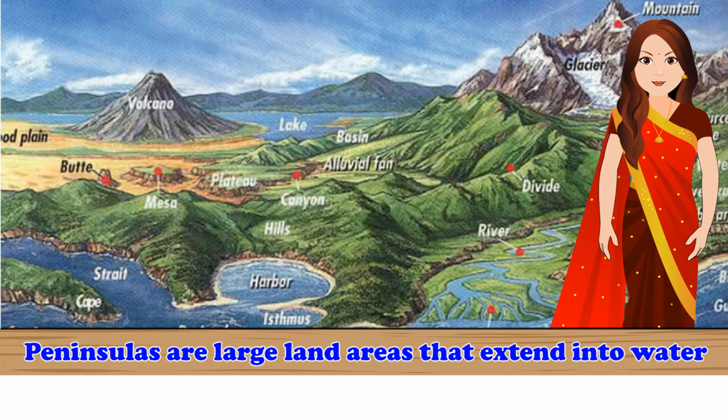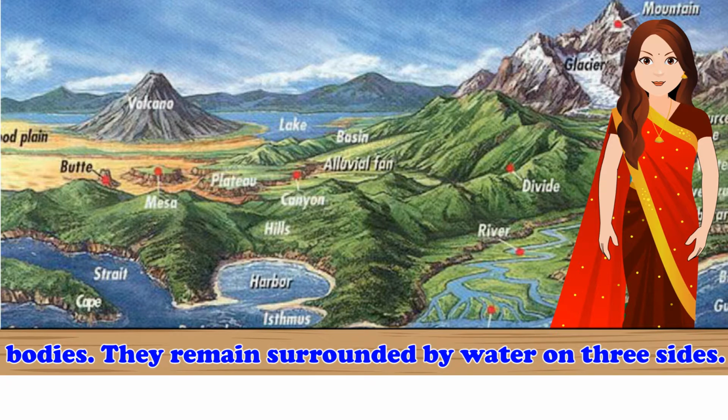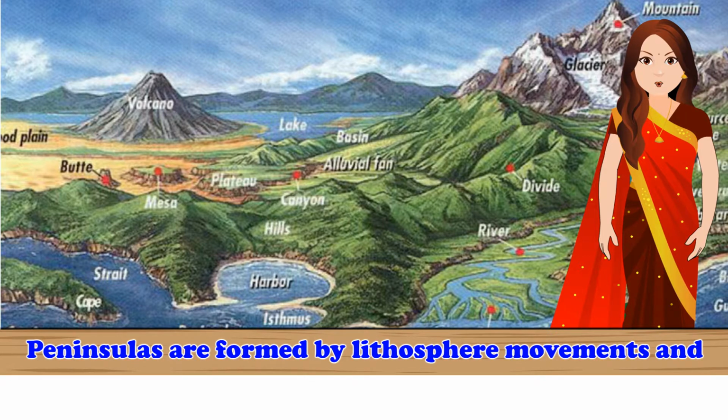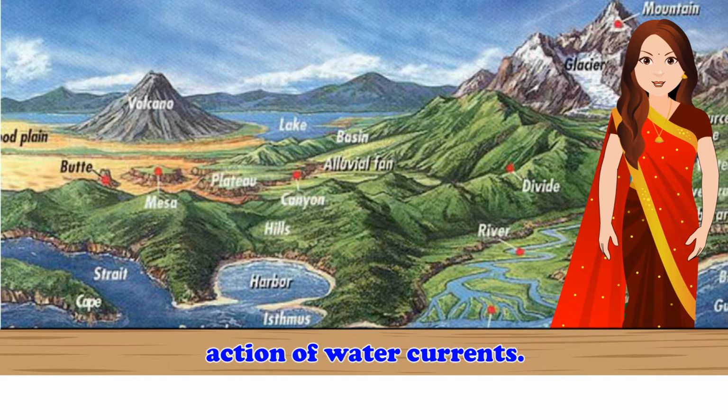Peninsulas. Peninsulas are large land areas that extend into water bodies. They remain surrounded by water on three sides. Peninsulas are formed by lithosphere movements and action of water currents.